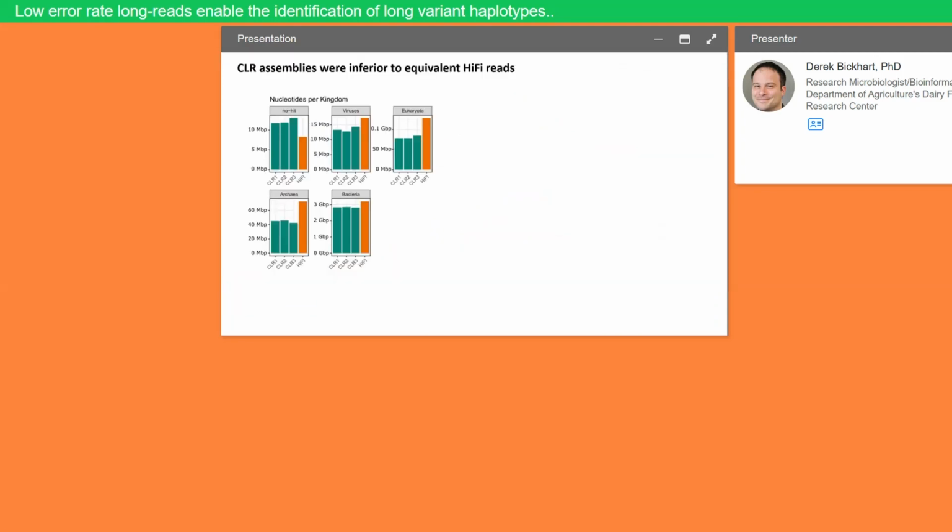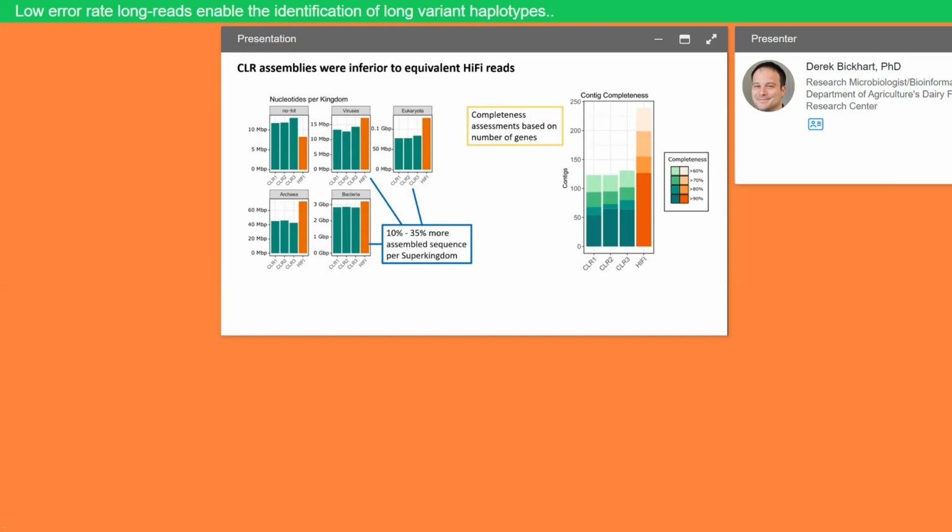Returning to our comparison of the CLR assemblies, I classified each of the contigs based on its predicted taxonomic affiliation based on kingdom. And you can see here the plot of the total length of the assembly in each of those categories: viruses, eukaryotes, archaea, and bacteria, and also those that were unclassified in the no-hit category. In all cases except for the unclassified category, the HiFi assembly had 10 to 35% more assembled sequence of that superkingdom. But it's not just longer amounts of DNA sequence for each kingdom.